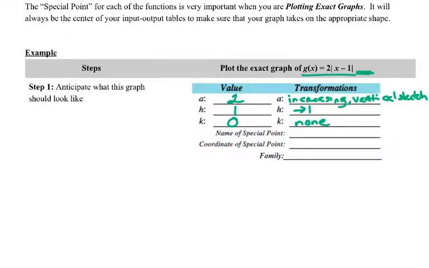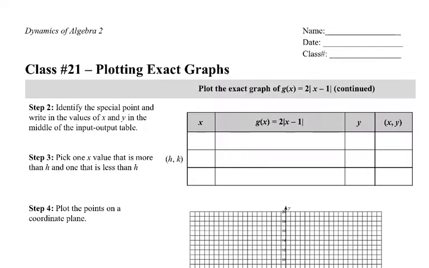Now this is an absolute value function because the absolute value bars are around the x. The name of the special point for an absolute value equation is called a vertex, and the coordinate is h comma k, which is 1, 0. Now we're going to plot the exact points, but we can anticipate that it should be a tall, skinny graph, with a horizontal shift of 1. And it should be a V shape since it's absolute value. So now let's do a little bit of work and see if that's what comes out.